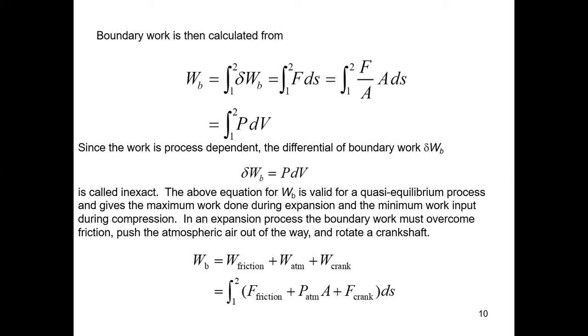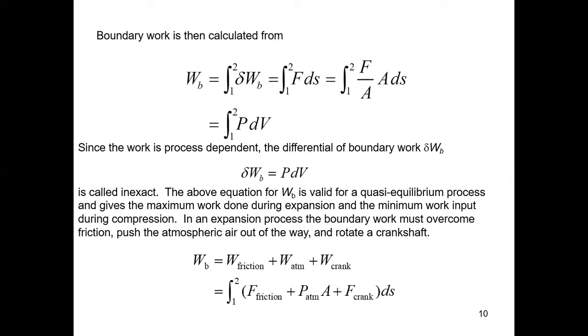Since work is process dependent, the differential in the boundary work, delta WB, is process dependent. The boundary work delta WB is written as P dV, where dV is the change in volume that depends on the process, and is called inexact. The above equation for WB is valid for a quasi-equilibrium process and gives the maximum work done during expansion and the minimum work input during compression.